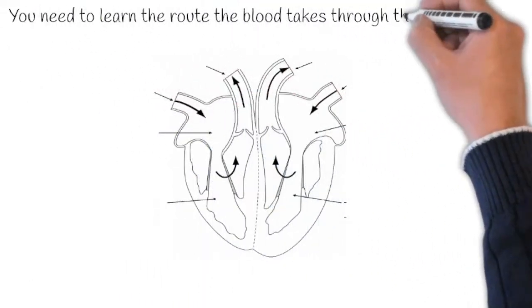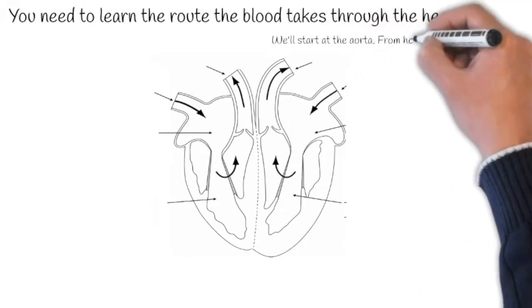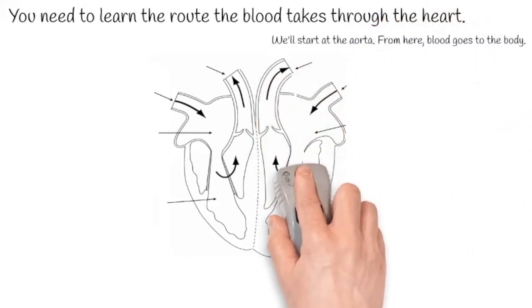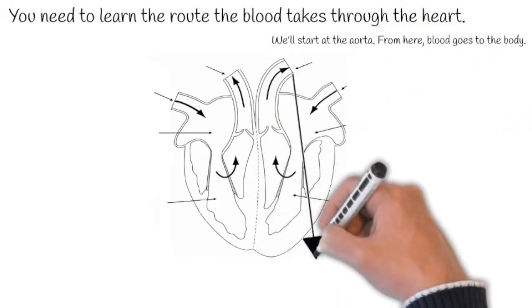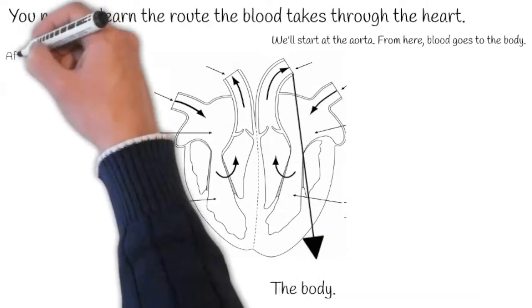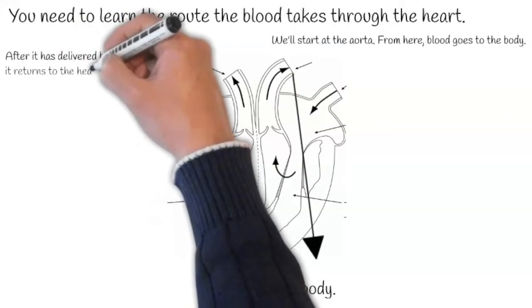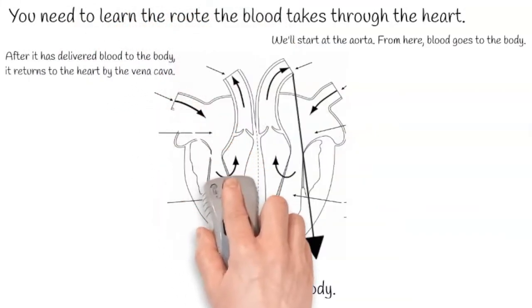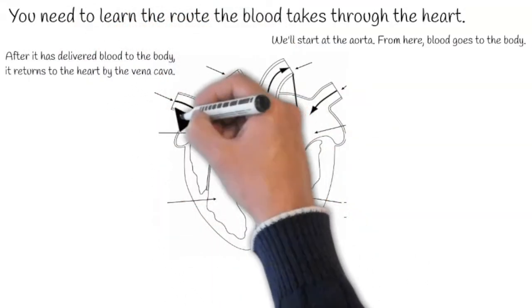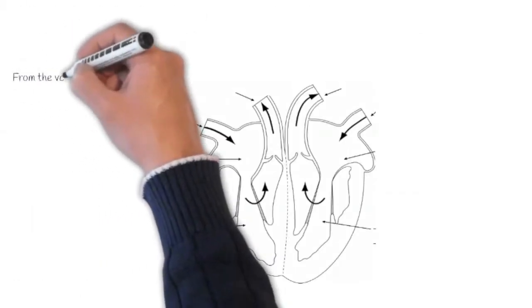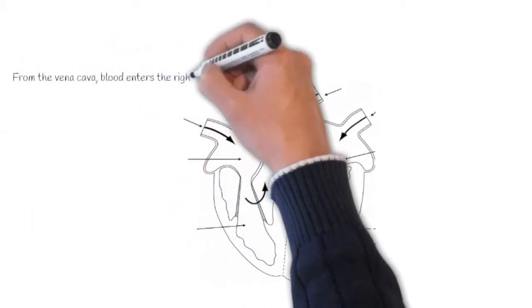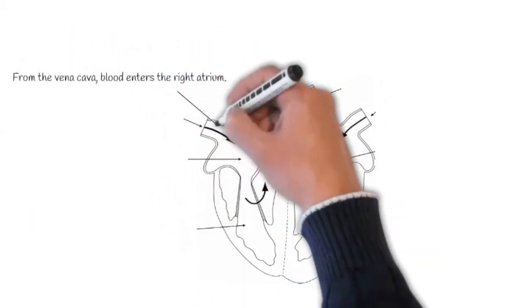You also need to learn the route the blood takes through the heart. We'll start at the aorta, but it's a circuit, so we could start anywhere. From here, blood goes to the body. After it has delivered blood around the body, it returns to the heart via the vena cava, now on the right side. From the vena cava, the blood enters into the right atrium.